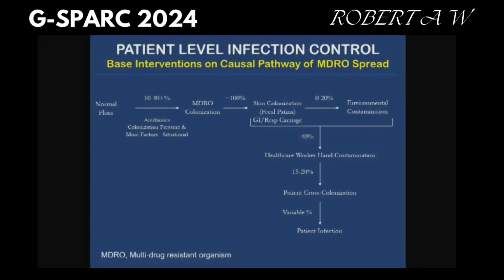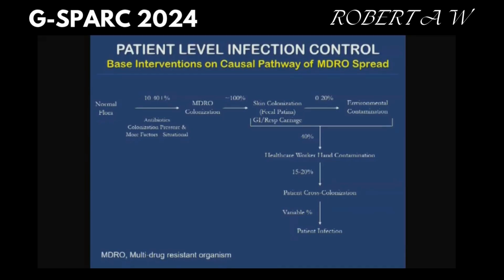That is, how do multi-drug resistant organisms spread in hospital? This is a causal pathway, and you can see people come in with a normal flora, and then 10 to 40%, depending on the study and the population, when exposed to antibiotics, when exposed to people in the hospital who carry multi-drug resistant organisms, and as a colonization pressure, exposed to a number of other factors, multi-drug resistant colonization occurs. And as I said before, virtually 100% of these patients pick up antibiotic resistant drug, develop this fecal patina of skin colonization, and often gastrointestinal and respiratory carriage.